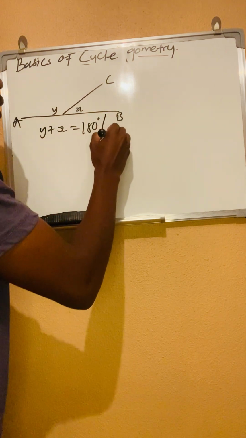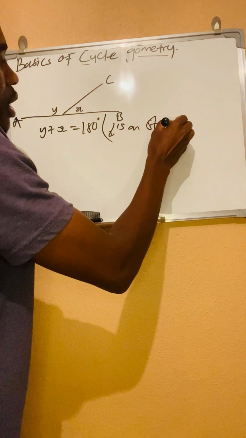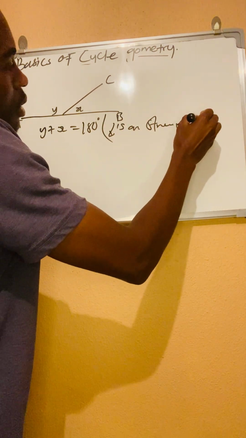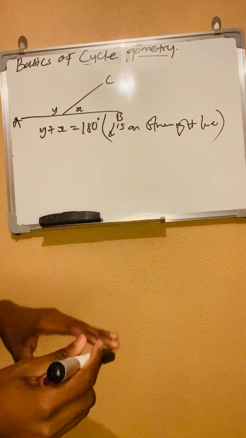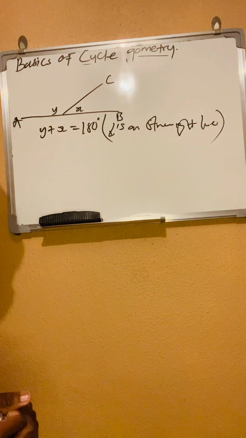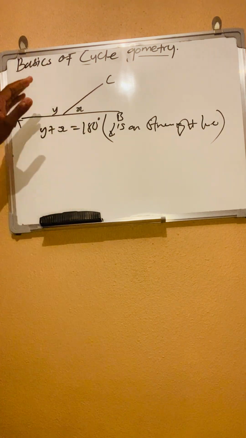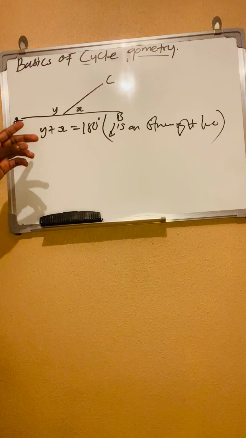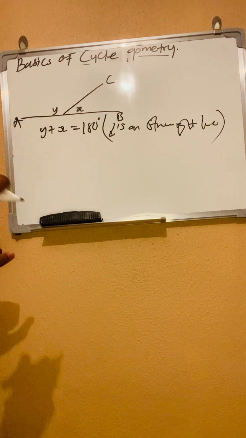So the reason you can say angles on a straight line, we can call it supplementary angles. So these two angles, they add up to 180 degrees. So now what do we have? We have this one.